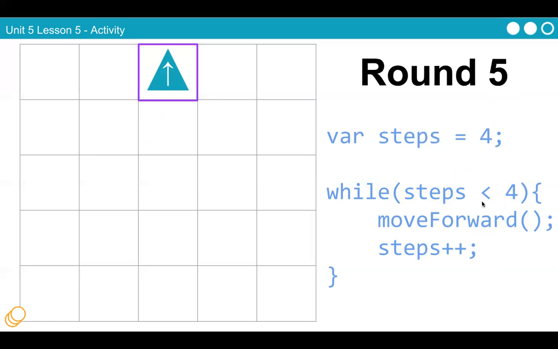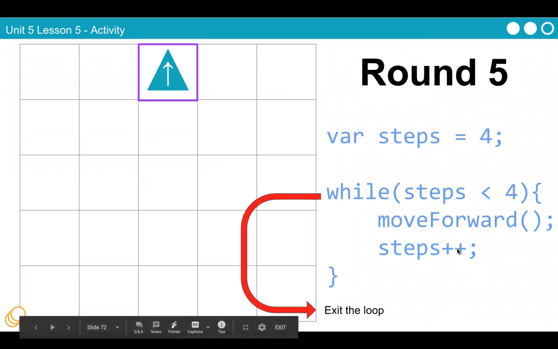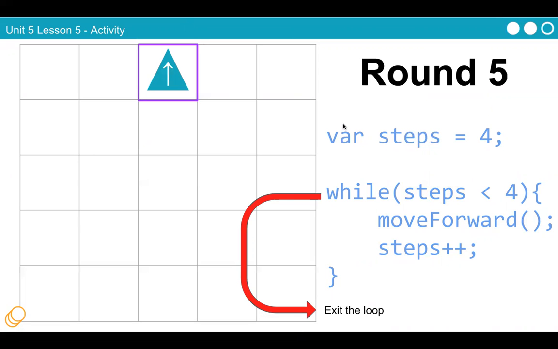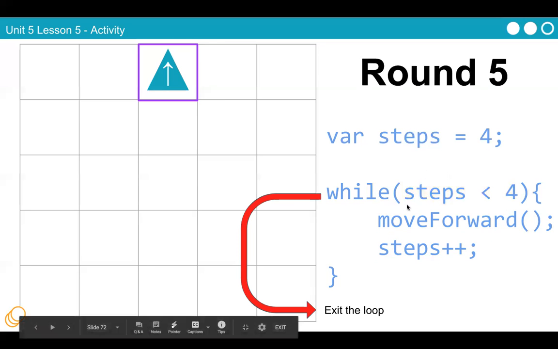And round 5, is steps still less than 4? No, we are false. So since this is the first time this Boolean statement returned false, we get ejected out of the while loop. The while loop stops, and we keep going with the rest of the code. In this case, we're done. So this is a way to simplify the idea. Instead of just having move forward 4 different times, we can only have it written once with this while loop that makes it happen 4 times, okay?